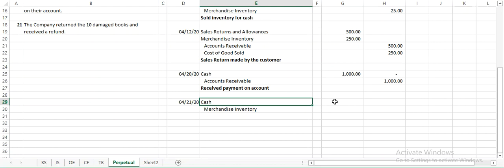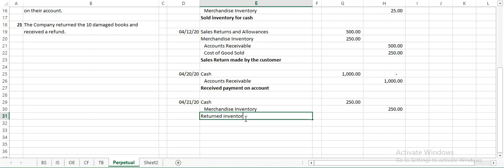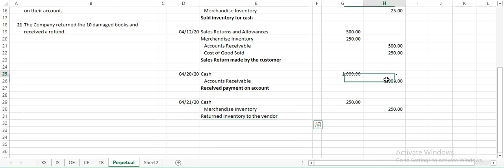And so therefore, yeah, the cash is going to be increased with a debit. The value of it is going to be 10 times the amount that we paid for it, because normally you get a refund based on what you paid. And so cash is going to be 10 items at $25. I expect Walmart to give me back $250. And the value of my inventory is $250 less. And so this is returned inventory to the vendor. And this is a good description for what's happening here.